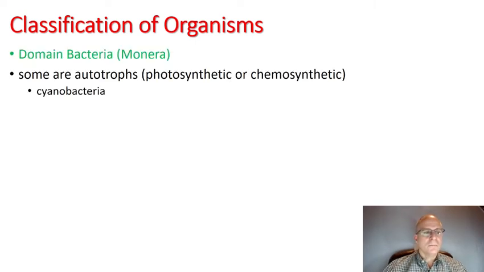Okay, so what about these bacteria? What about these organisms in the domain bacteria? Well, some of them are autotrophs, and by autotrophs we mean they make their own food. Now, some of them are photosynthetic, and we would call those photoautotrophs. Some of those are chemosynthetic, and they're going to make food, they're going to make sugar using chemicals.